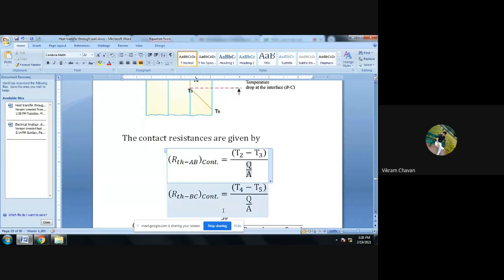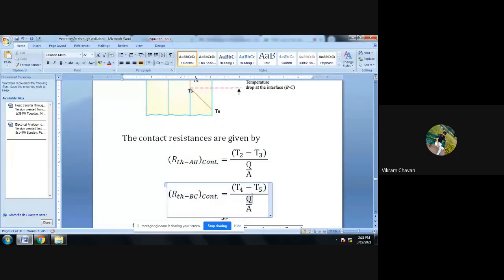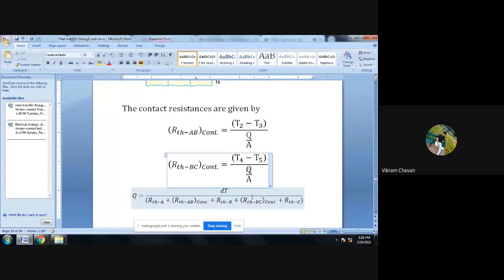Similarly, for B and C wall, contact resistance equals T4 minus T5 divided by Q by A, where T4 minus T5 is the temperature drop between B and C wall, divided by Q by A, that is heat transfer rate per unit area. Getting everyone?